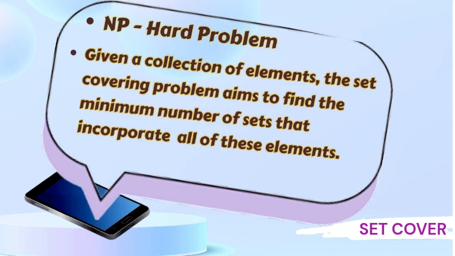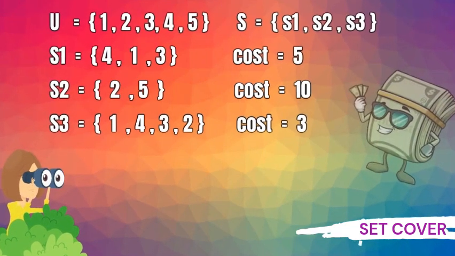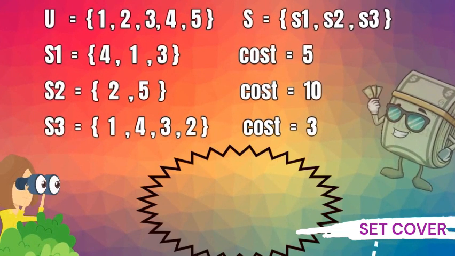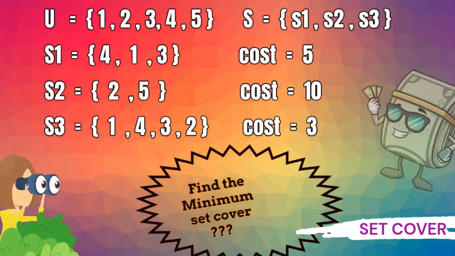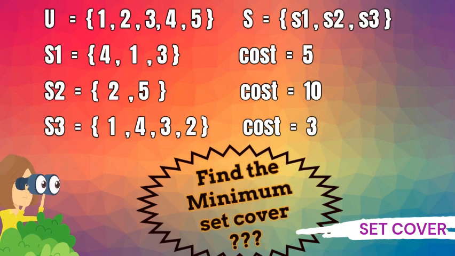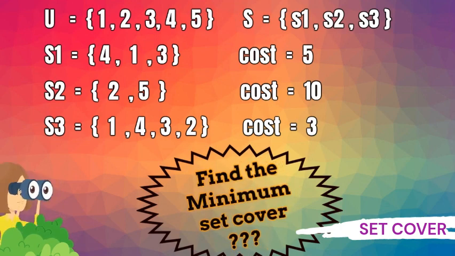Given a collection of elements, the set covering problem aims to find the minimum number of sets that incorporate all of these elements. That is, it covers all these elements in the set. Let us see an example of what is set cover problem. In this example, we are given a union, sets and the respective cost. So the actual aim of a set cover problem is to find the minimum set cover. Let us see them in detail.